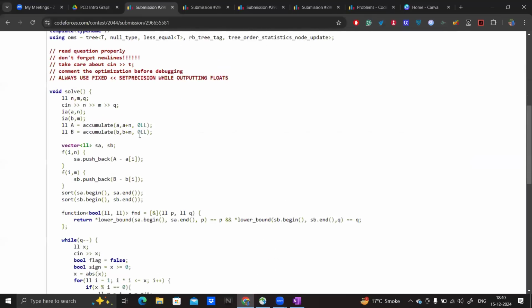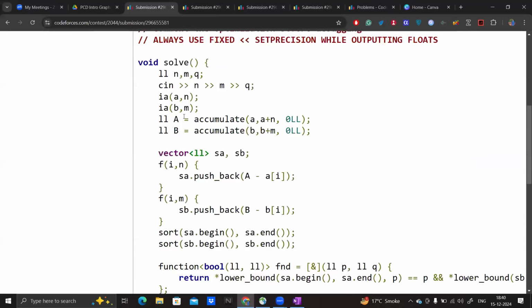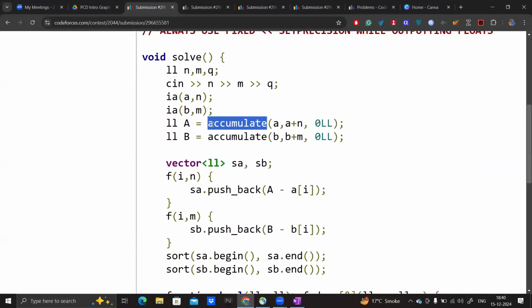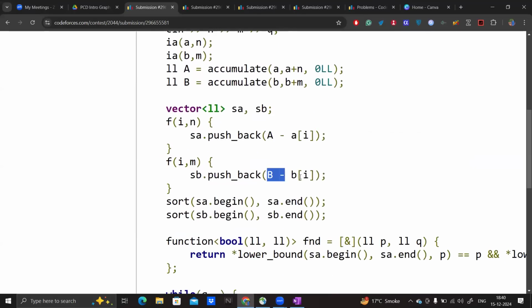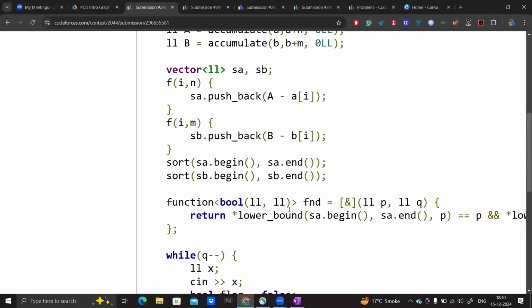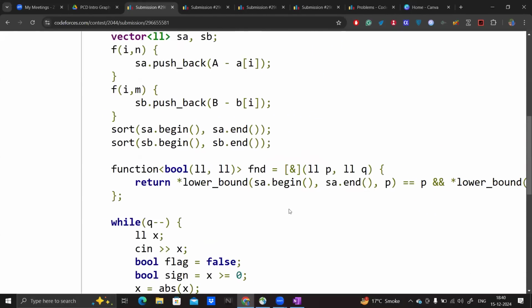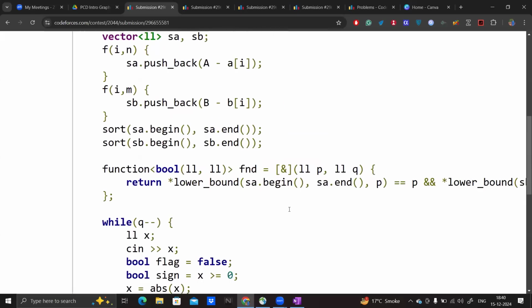So first of all, I found the sum A, like this is the sum function accumulate. I found the sum A, sum B, and I am keeping this vector of A minus AI. I am pushing the values of A minus AI into this and B minus BI into SB. Then I'm sorting them so that I can easily find out whether a value is in SA and SB or not. And this is a function I have written to reduce the implementation. It is this fnd function.